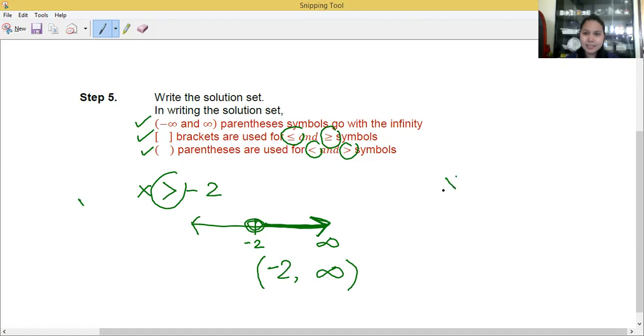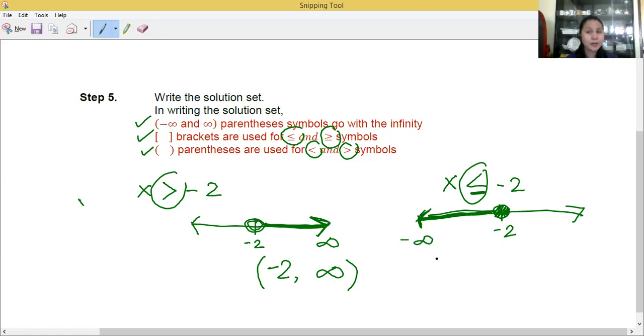But if the answer is x ≤ -2, if we draw the number line, we start from -2, then it's less than or equal to. With the equal to sign, we need to shade. It means it is a part of the solution. Then it's less than, so we shade to the left. If you have your solution set, we start from negative infinity to -2. So how do we write our solution set? Negative infinity, comma, -2. Remember, what will go with the infinity sign? Parenthesis. And this is a less than or equal to, so we end it with a bracket. Do you have any questions?